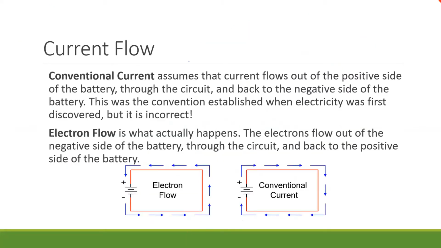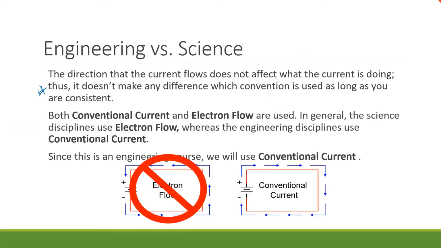We talked about the difference between conventional current versus electron flow. They're in opposite directions. Conventional goes from positive to negative. Electrons go from negative to positive, but we use conventional current because we're engineers and that's just what we use.